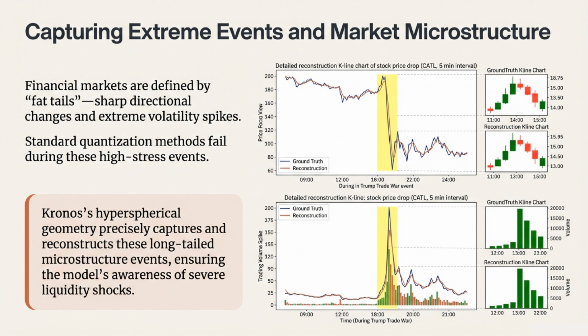Financial markets are famous for fat tails, those sharp directional changes and extreme volatility spikes. Standard quantization methods usually fall apart during these high-stress events. However, Kronos's hyperspherical geometry precisely captures and reconstructs these long-tailed microstructure events. As demonstrated during the Trump trade war market drop, the model remains fully aware of severe liquidity shocks.